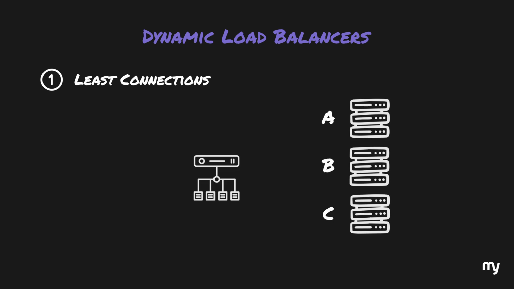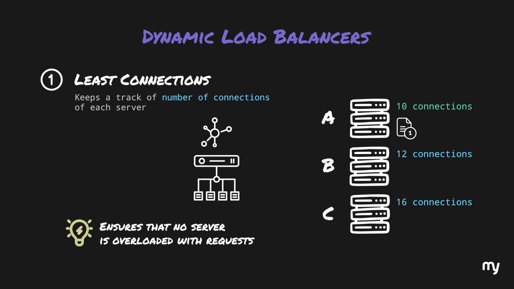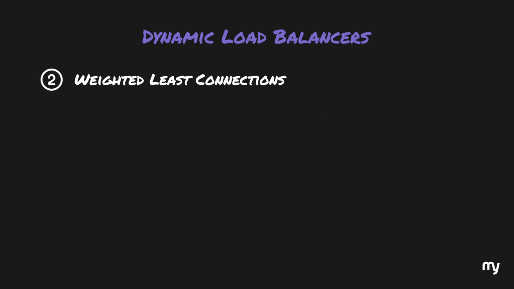So here, the load balancer keeps a track of the number of connections each server has. So when a new request comes in, the load balancer sends this request to the server having the least number of connections. This is useful when all the servers are of similar capacity. The main advantage of this approach is that it ensures that no server is overloaded with requests. And then we have weighted least connections.